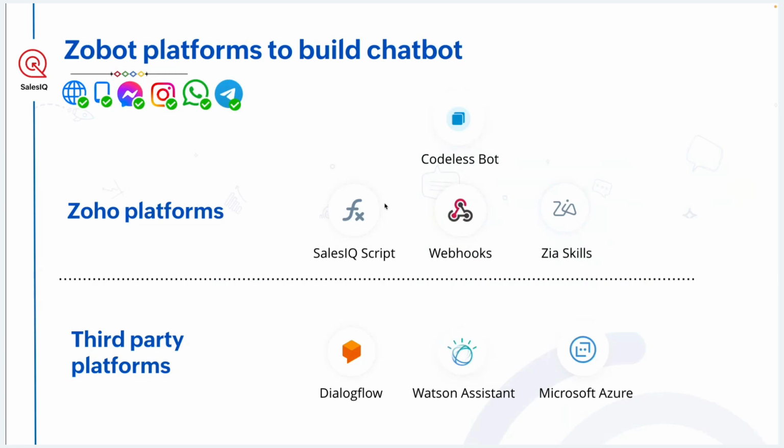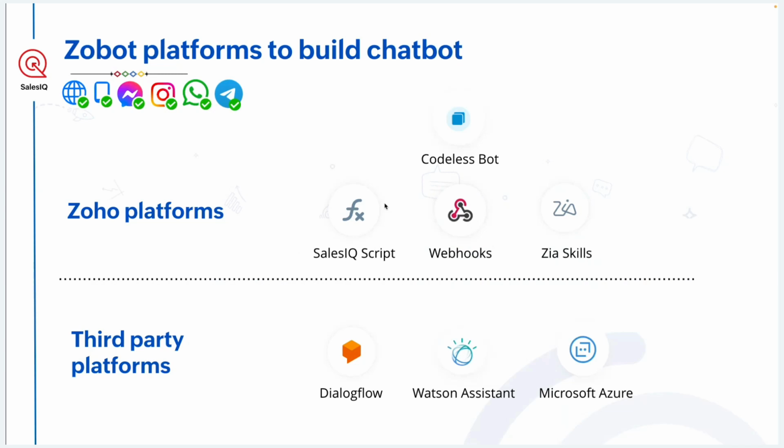The first one is Codeless Bot Builder, where you can build bots just by dragging and dropping elements. We will talk more about this bot builder in this session. Then if you're someone who loves to write code, we have SalesIQ scripts for you, which uses Deluge as a scripting language to build your bot.